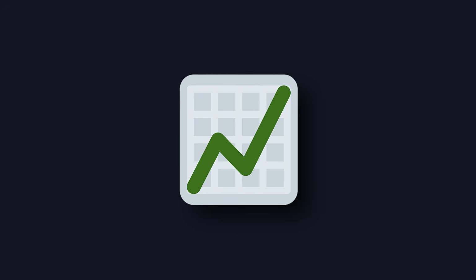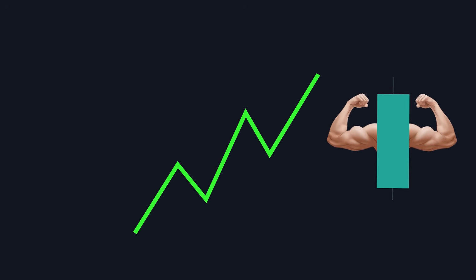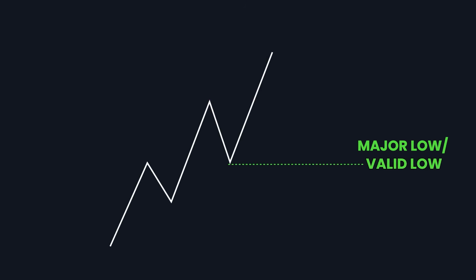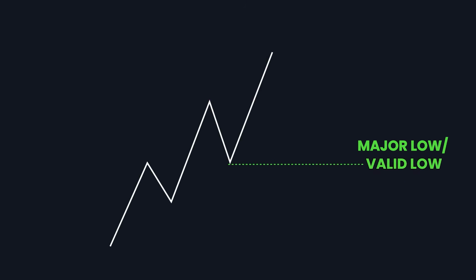Now let me show you what an ideal uptrend looks like on your charts. In a perfect bullish scenario, you'll see price consistently forming higher highs and higher lows. Each time price breaks a previous high, it's telling you that buying pressure is still dominant. The uptrend continues as long as price holds above the major lows. An uptrend ends the moment price breaks one of those major lows to the downside.